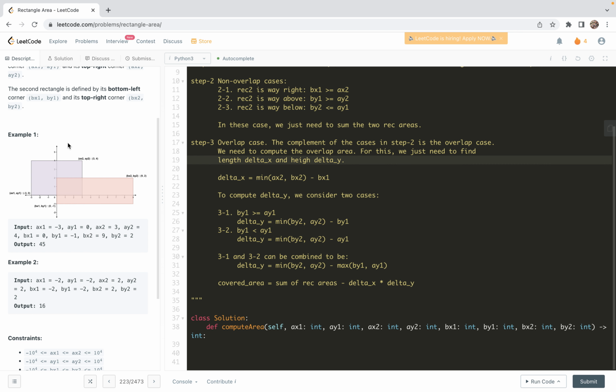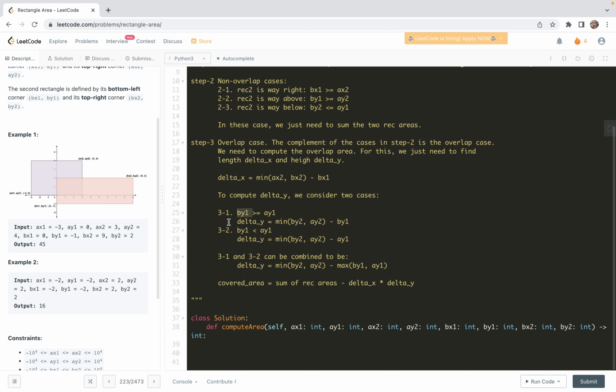In other words, the bottom of the second rectangle is inside the first rectangle, but the top of the second one can be inside rectangle one or extend out of the rectangle above. So in this case, delta y is the min of the second coordinates, the y coordinates of the two rectangles, that is by2, ay2, then minus by1, so the larger one between these two.